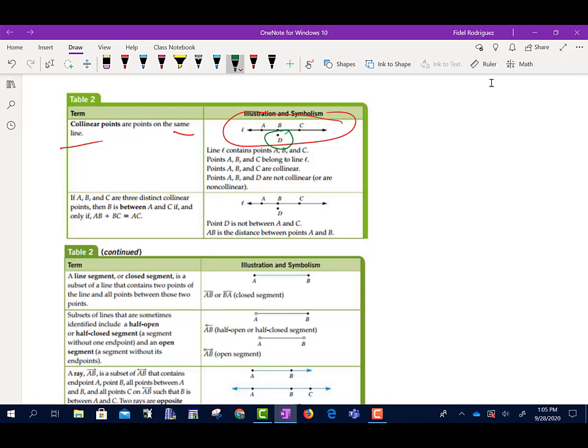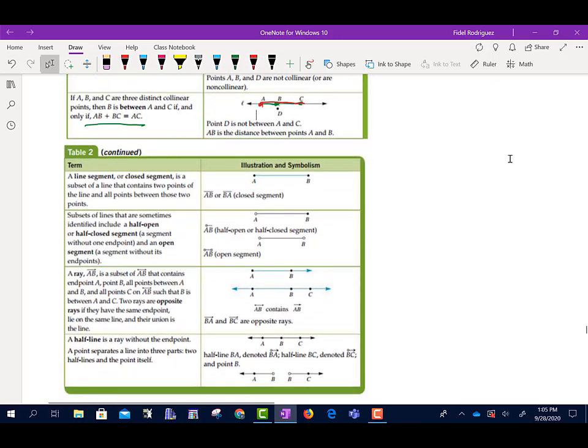All right, let's see. It says if A, B, and C are 3 distinct collinear points, then B is between A and C if and only if AB plus BC equals AC. So you can see that this piece here plus this piece here is going to be the same thing as from here to there, right? Okay. All right. Let's see. What else do we got here?